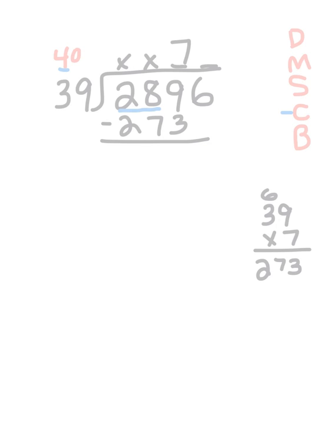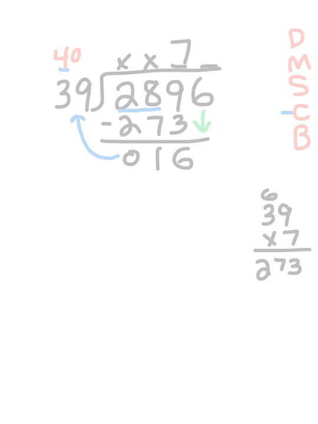9 minus 3 is 6. 8 minus 7 is 1. 2 minus 2 is 0. Ms. Hanson's favorite step, compare. You have to make sure that what you end up with is less than your divisor. 16 is less than 39, so my next step is to bring down.